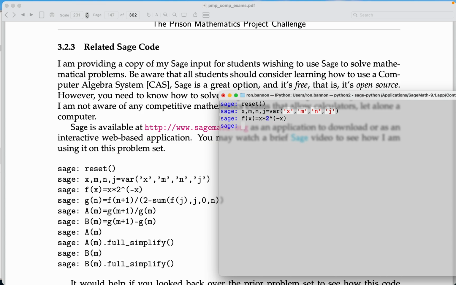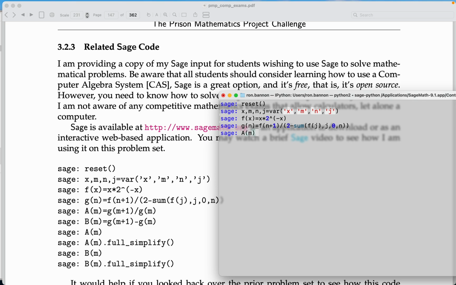All right, and then I got g n. I'm making this new function now. g n is equal to f n plus 1 divided by, this is going to be a little complicated, isn't it? 2 minus a sum. This looks like a lot of work, doesn't it? f of j, we've already defined that, right? And j is the counter variable, and we're starting to count from 0 to n. And I think I did okay. Yeah, no error there.